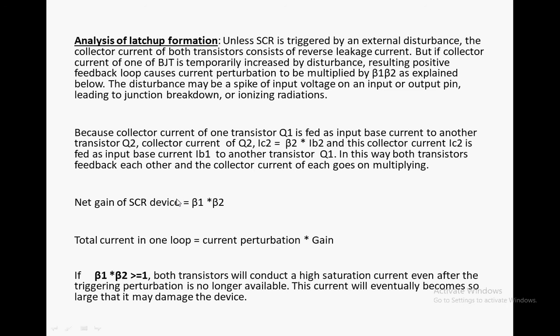If beta 1 into beta 2 is greater than 1, both transistors will conduct a high saturation current even after the triggering perturbation is no longer available. This current will eventually become so large that it may damage the device. So we always try to maintain beta 1 into beta 2 less than 1.